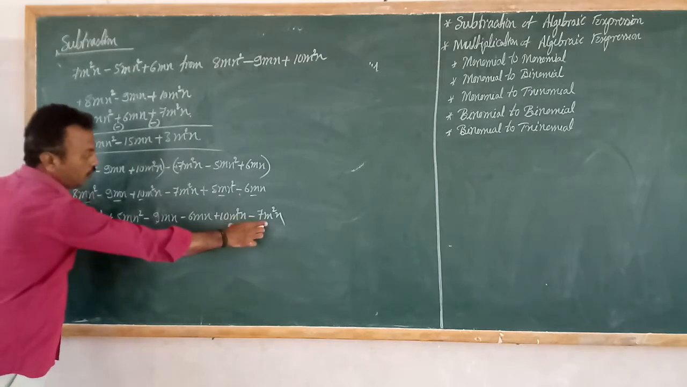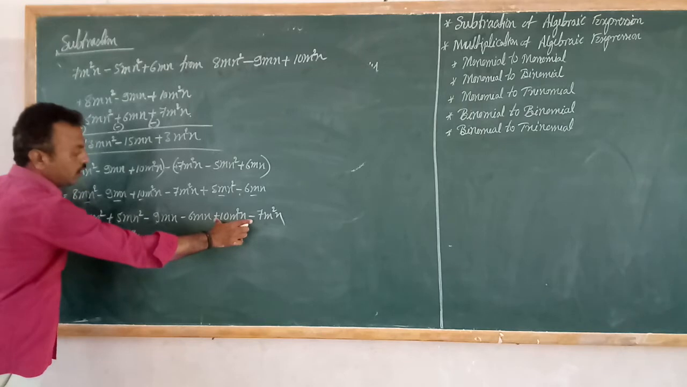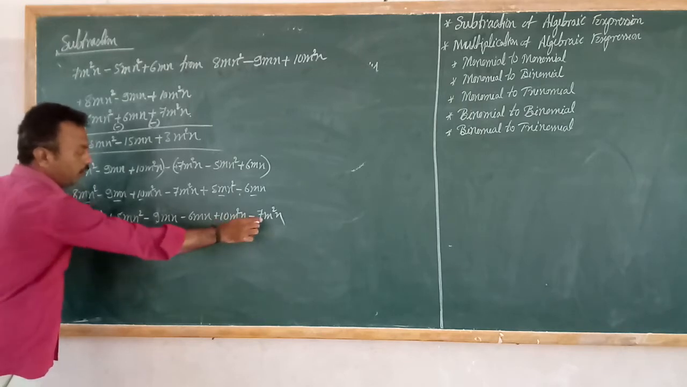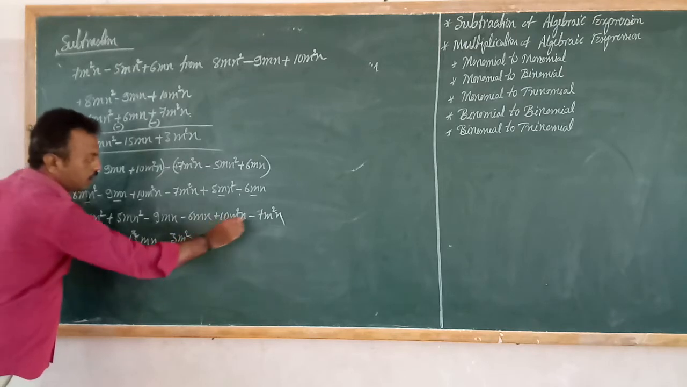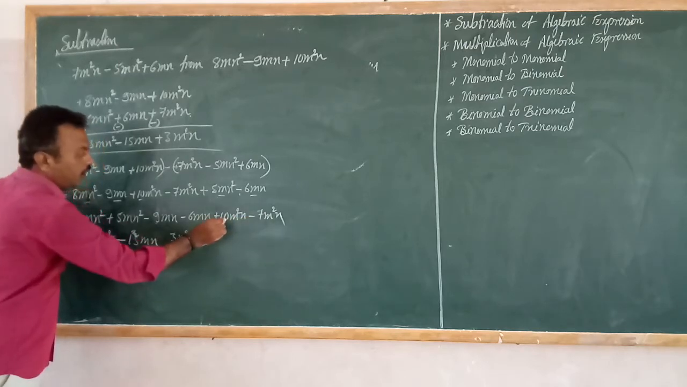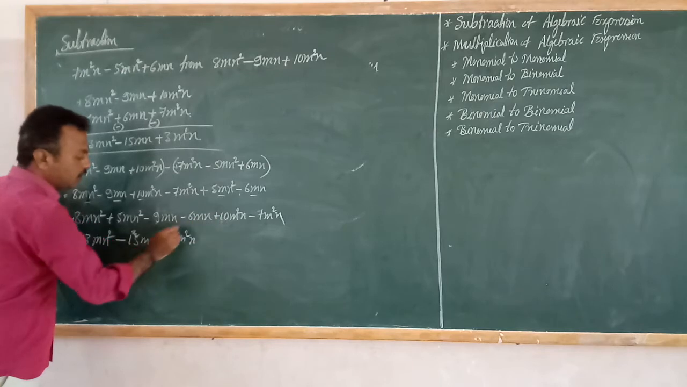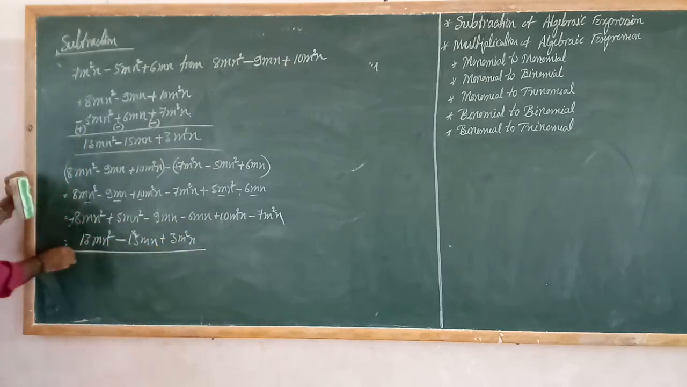Come to these two terms. Here we have plus sign, here again negative sign is there. Signs are different, so we have to do subtraction. 10 minus 7 becomes 3m square n. After the subtraction, the bigger term, 10m square, has a plus sign, that's why we put the plus sign. Therefore, 13mn square minus 15mn plus 3m square n.